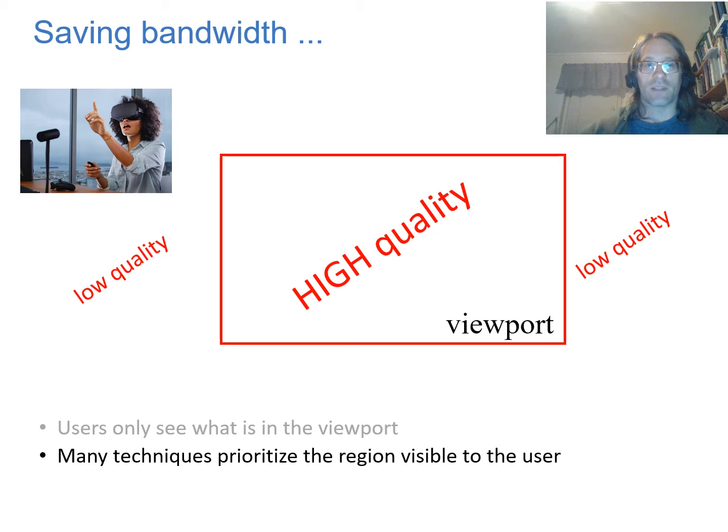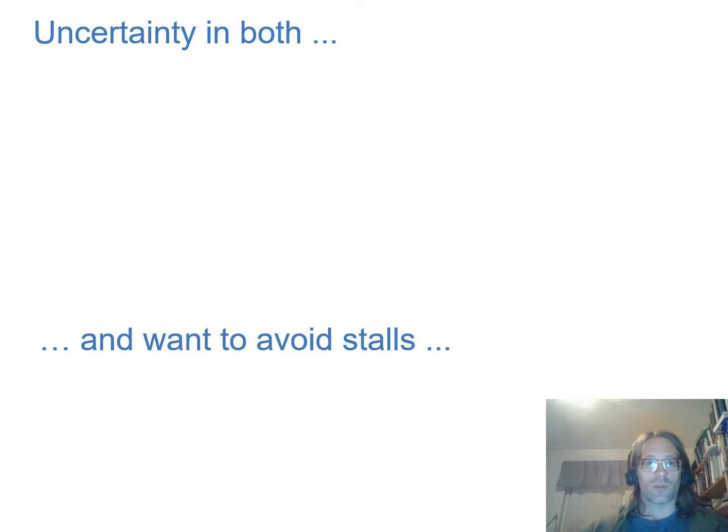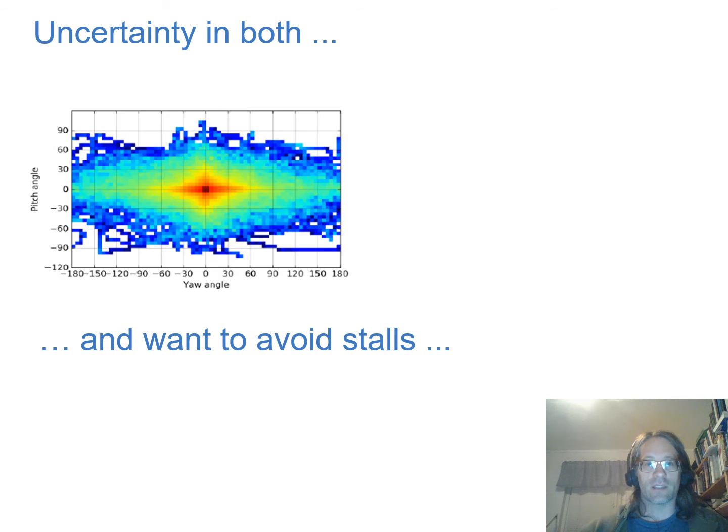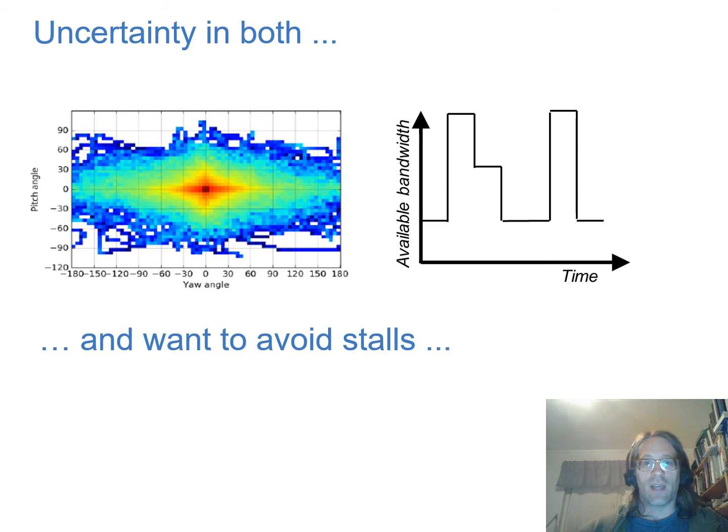And then the hope is that you don't move your head that much, so you still get a good overall quality. When designing such protocols, it's important to take into account two types of uncertainties. First, the viewing directions, as illustrated here by a heat map of a user and how far that user is moving its head, and second, the bandwidth variability, as illustrated here by a bandwidth trace. So you need to take this into account when prefetching different qualities, so as to avoid stalls.